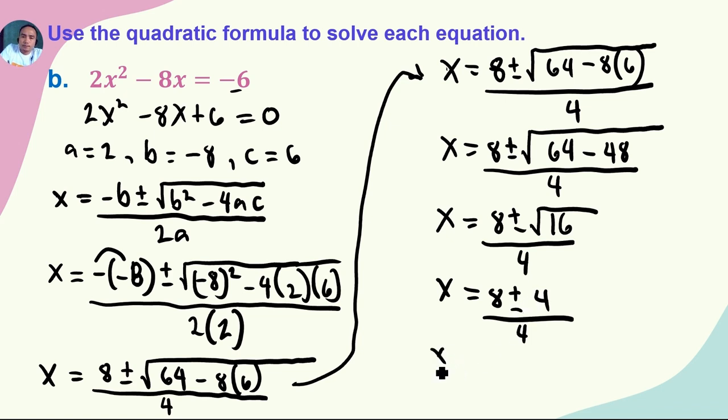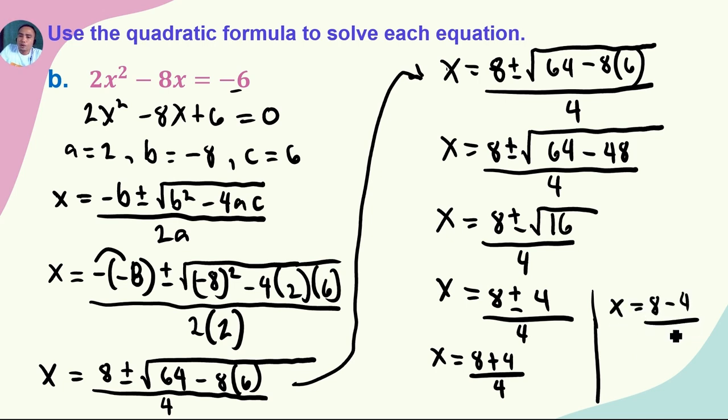We have x equals 8 plus 4 all over 4. And then the other one is x equals 8 minus 4 all over 4. Okay, let's solve this first. So, 8 plus 4 is 12 over 4, or divided by 4, is equal to 3. So the first root is 3. Okay, next one. We have x equals 8 minus 4 is 4, divided by 4 is equal to 1. So we have here the two roots, 3 and 1.